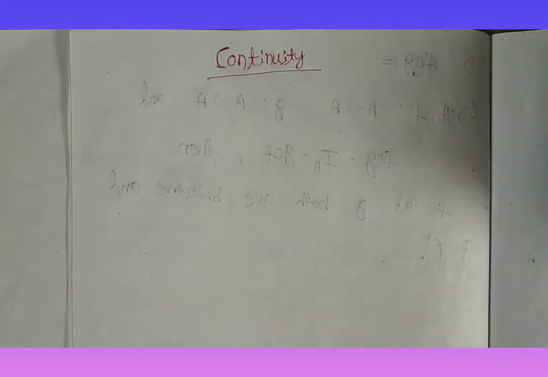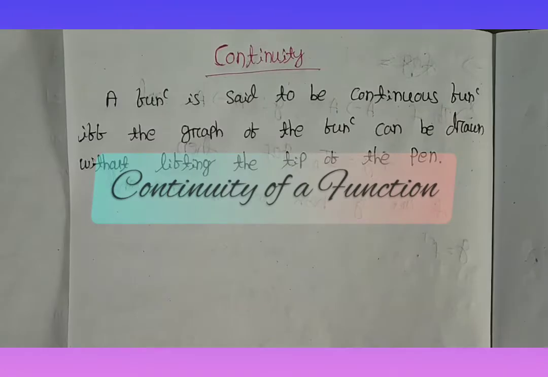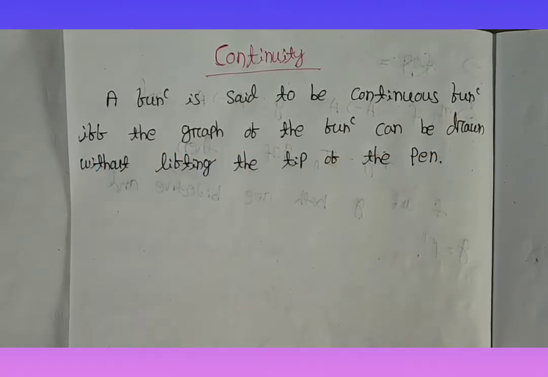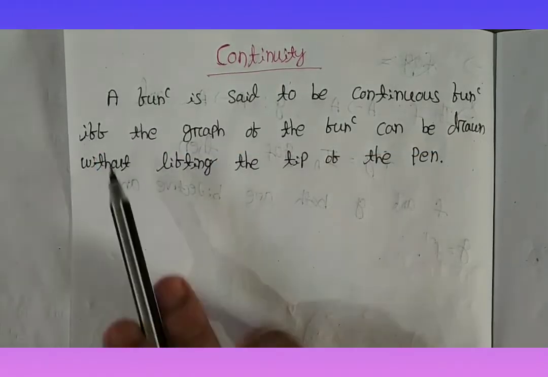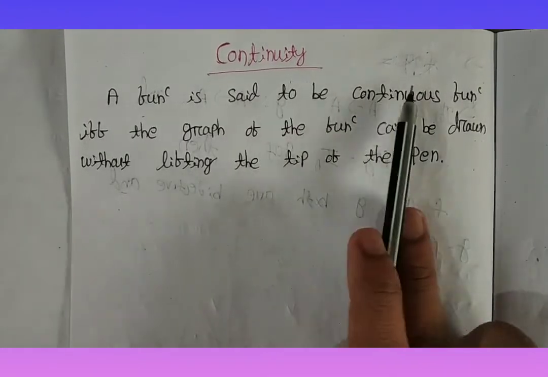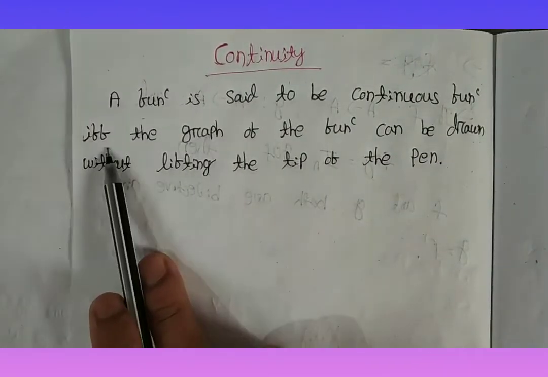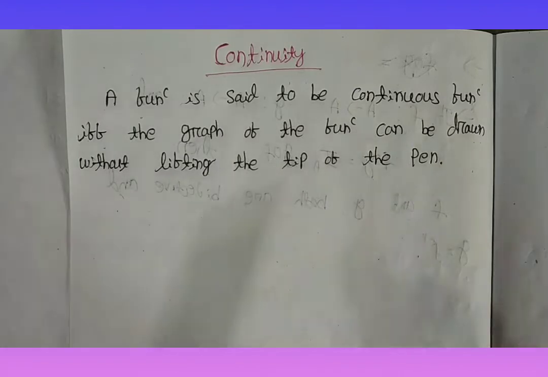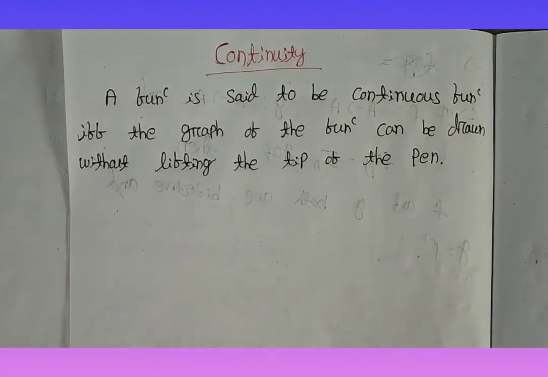In this video, let's talk about continuity. This is the normal definition. A function is said to be a continuous function if and only if the graph of the function can be drawn without lifting the tip of the pen.